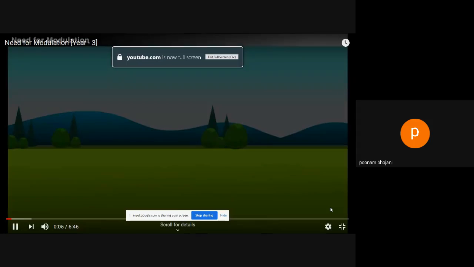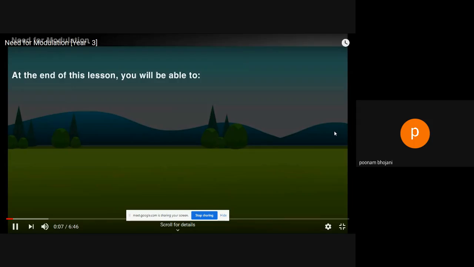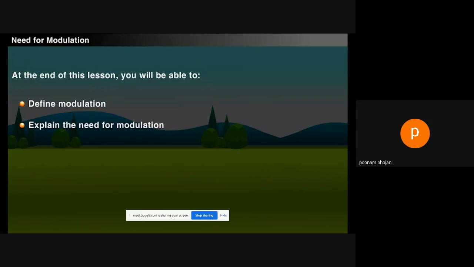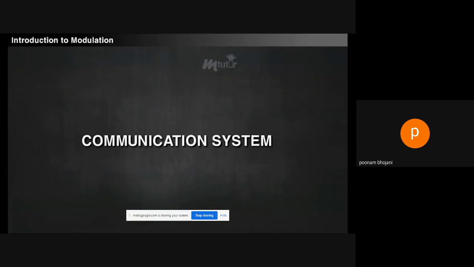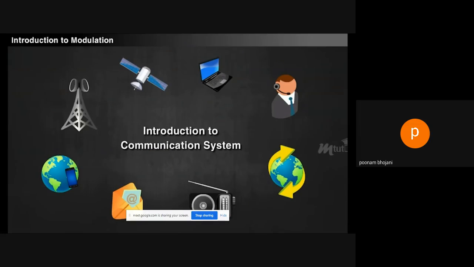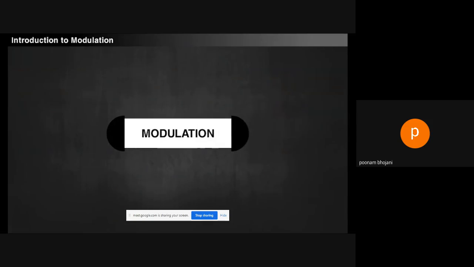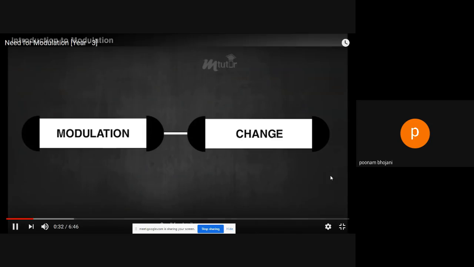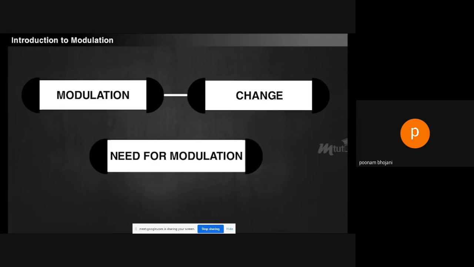Need for modulation. At the end of this lesson, you will be able to define modulation and explain the need for modulation. In the previous topic, you were introduced to the communication system. In this topic, you will learn one of the important processes used in communication systems. It is modulation, which literally means change. Before heading to the topic, let us look at an analogy to understand the need for modulation.